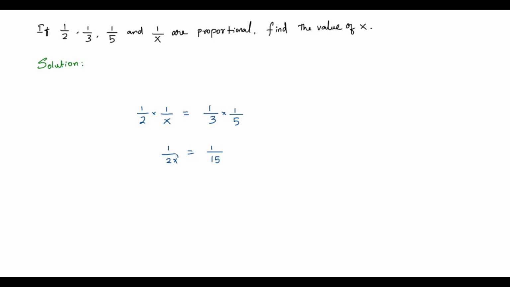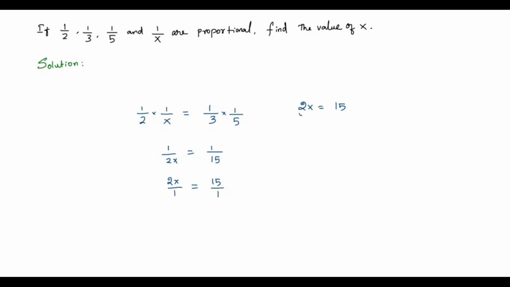So we are trying to solve for the variable x, it's in the denominator. But we need the variable x in the numerator, so we can take the reciprocal on both sides of this equation. So the reciprocal of 1 by 2x is 2x by 1, and the reciprocal of 1 by 15 is 15 by 1. So 2x by 1 can be taken as 2x and 15 by 1 can be taken as 15.